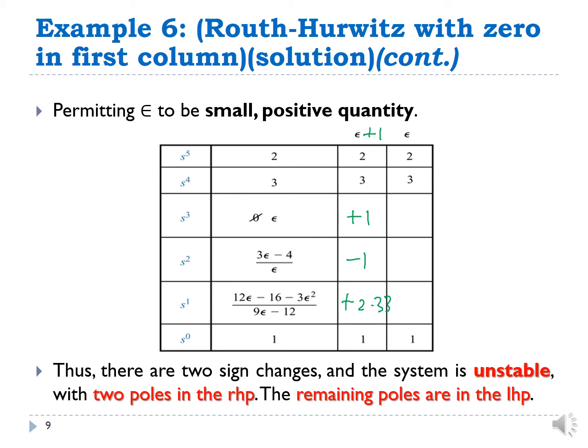Thus, there are two sign changes, from s power of 3 row to s power of 2 row and from s power of 2 row to s power of 1 row, and the system is unstable with two poles in the right half plane. The remaining poles are in the left half plane.